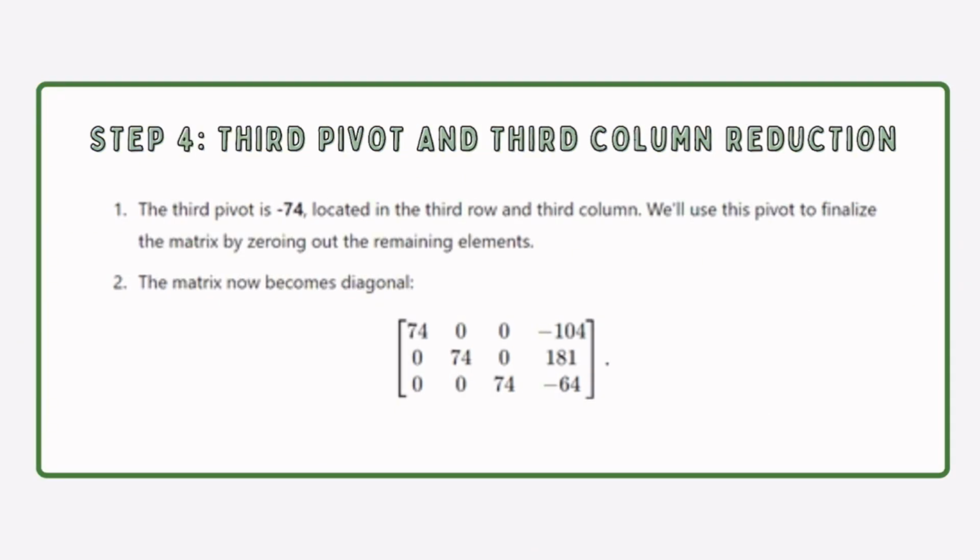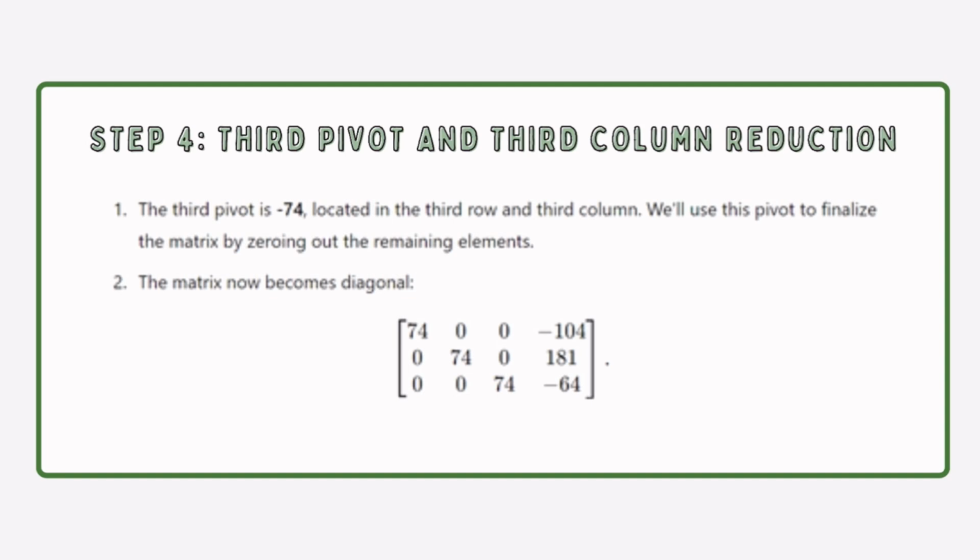Now, to find the third pivot, it is going to be located in the third row and the third column, and we'll use it to finalize the matrix by zeroing out the remaining elements. As we are able to see, the 74, that is the pivot, will make a diagonal, and the rest of the elements will be zero.